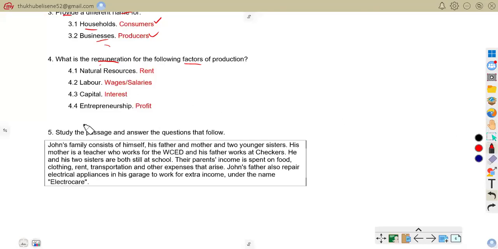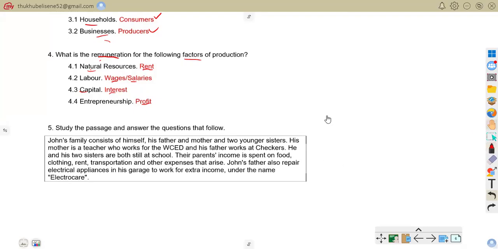As it says 4.1, natural resources. For natural resources, we can talk of land, whereby we get a payment that is rent. We want the payment of the factors of production. Labor, you know their payment is wages or salaries. But capital, the remuneration of capital is interest. If you have invested money, it means you need interest in return. Entrepreneurs start business in return to get profit. So those are the remunerations that we are talking about.